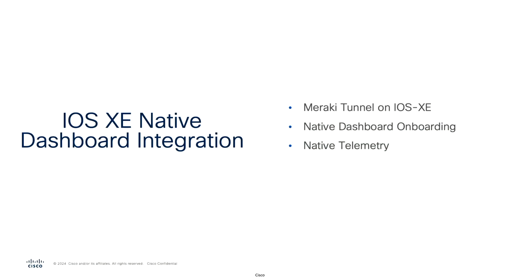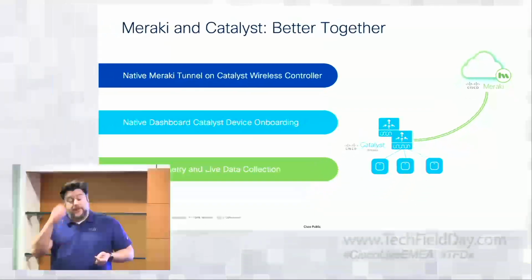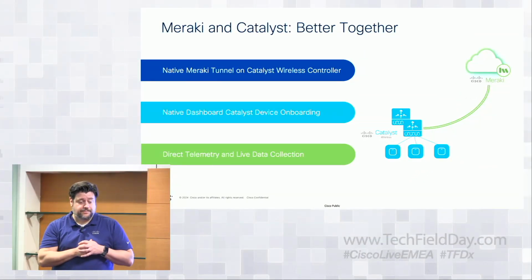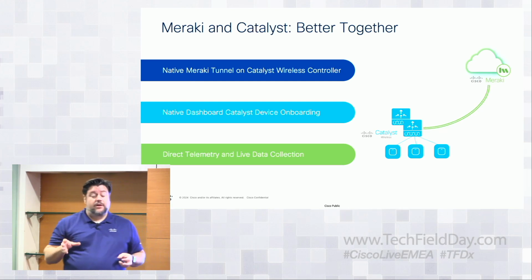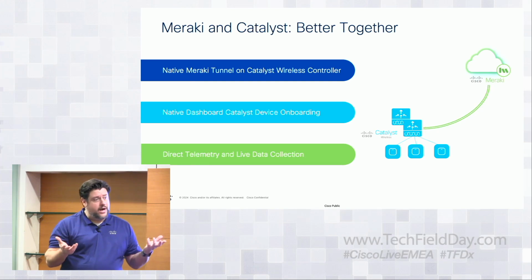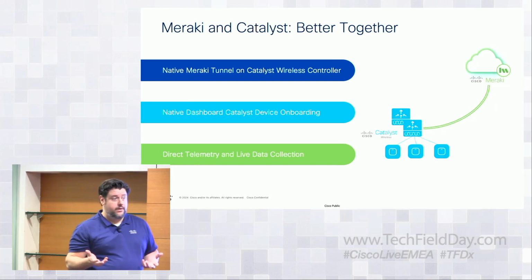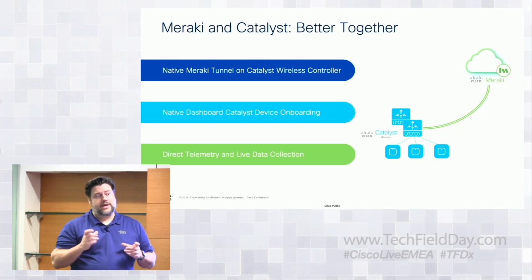All right, so let me dive into a little bit about what native integration means. We've spent a lot of time over the last year with the platform side, dashboard, and the IOS XE teams to get this first phase of integration going, which we'll be launching when we launch wireless in April. So what does that mean? Well, a native Meraki tunnel running right in IOS XE. The same tunnel that's used to connect MR and MS switches will now also be used to connect Catalyst devices and Catalyst wireless controllers directly to dashboard.